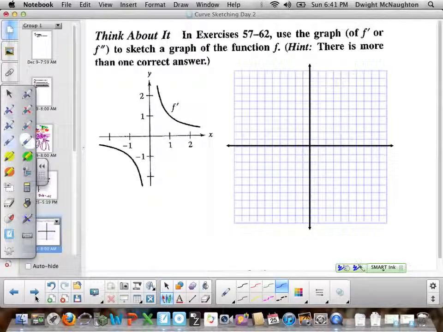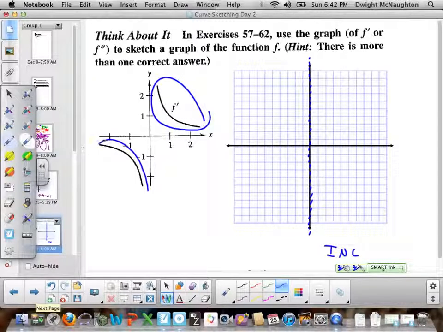First off, there's an asymptote in the derivative, so there's an asymptote in the function. On the right side of the asymptote, our derivative is positive, so that means over here our function is increasing. On the left side of the asymptote, less than 0, our derivative is negative, so our function is decreasing.